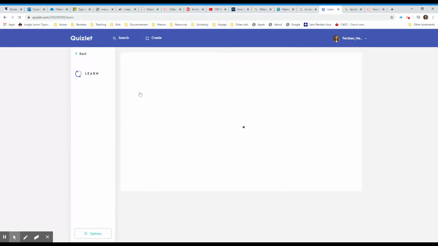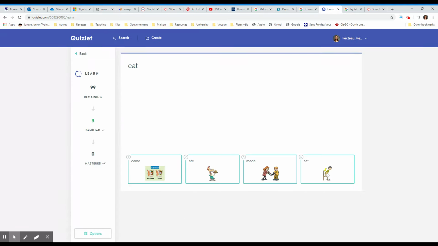You can also use, here it's called Learn. So you have to click on the right answer. So the past of eat is ate. The past of sink is sank.